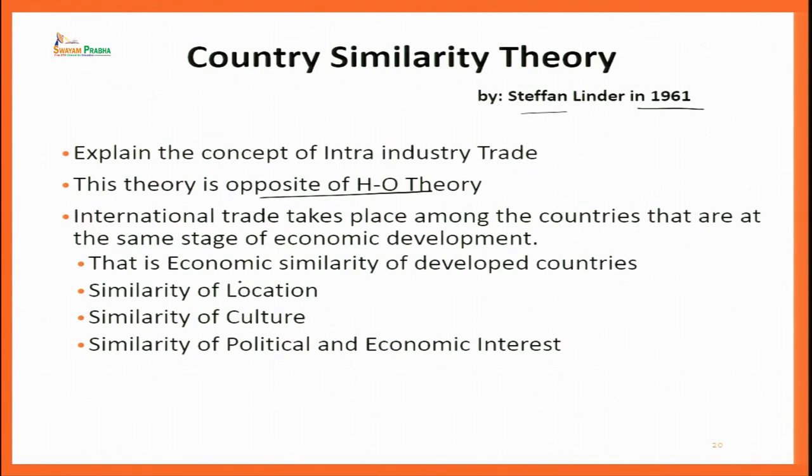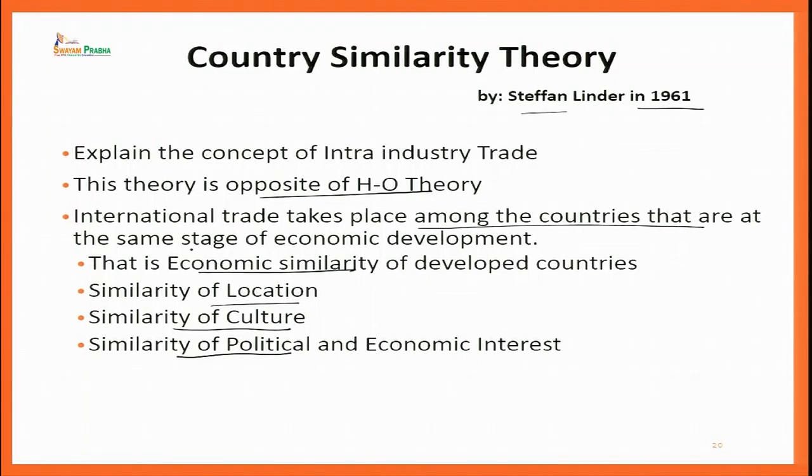Like in the country similarity theory, he talked of similarity in terms of location, culture, economy, and political and economic interests among the different nations, which is also going to be a criterion to be taken into consideration while you are deciding to trade with the international market. International trade takes place among countries that are at the same stage of economic development. For countries at different stages of development, there is a possibility that trade may not take place. And they took the example of technology.